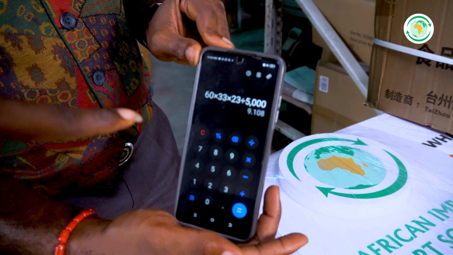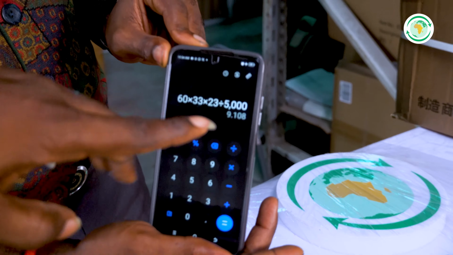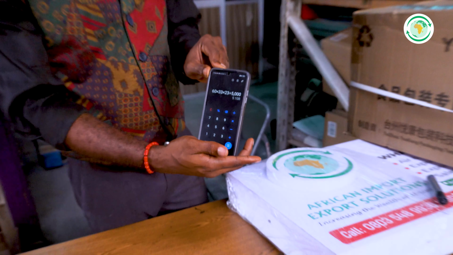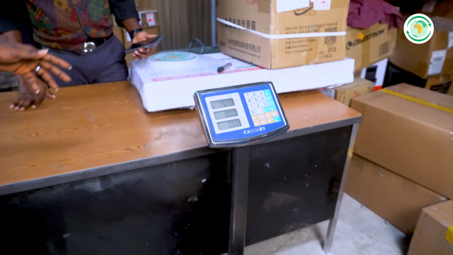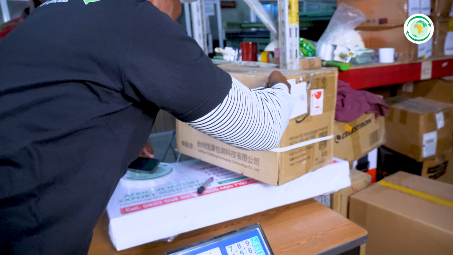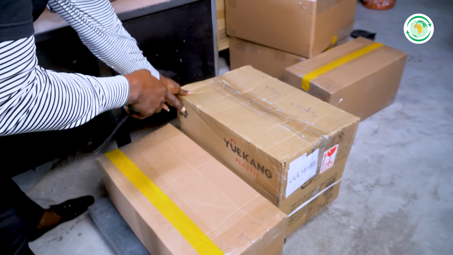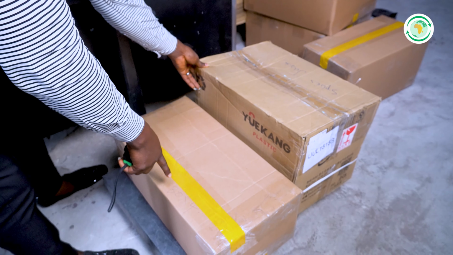So this is the actual weight, dimensional weight of this box that we just took measurement of, 9.1. Now you will notice that the dimensional weight for this box is lower than the actual weight, which is 19.2 kg. Now, if you look at these two boxes, let's do a comparison. This looks bigger than this. This one is 3.6 kg, this is 19.2 kg.